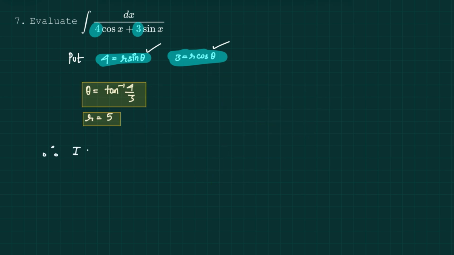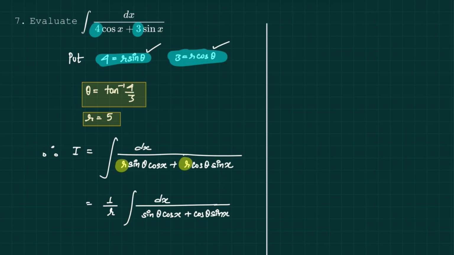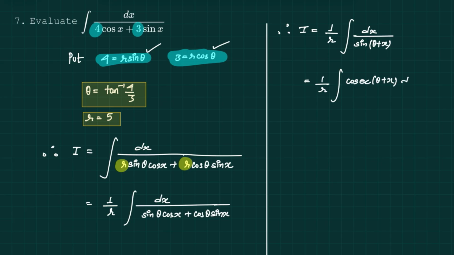Now my integral I will be equal to integration of dx over, putting the value of 4 as r sin theta into cos x plus putting the value of 3 as r cos theta sin x, equals r is common on both the terms, so we will take out r common, then we will have 1 by r integration of dx over sin theta cos x plus cos theta sin x. So this is in the form of sin(a plus b). I equals 1 by r integration of dx over sin(a plus b), that is sin(theta plus x), and this equals 1 by r integration of 1 by sine, which is cosec(theta plus x) dx.